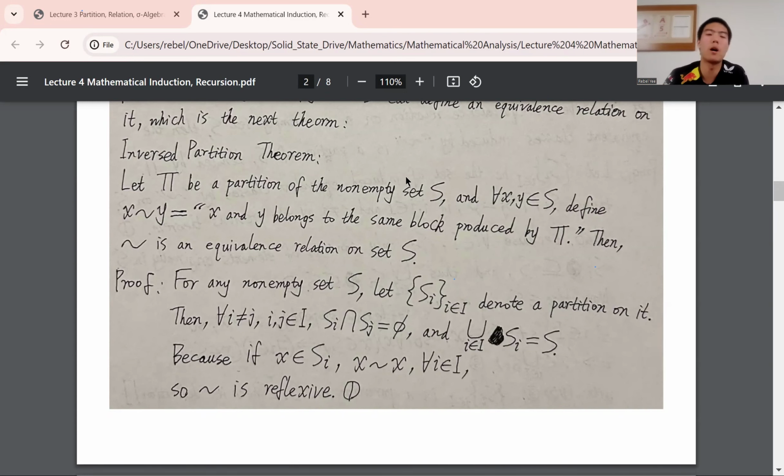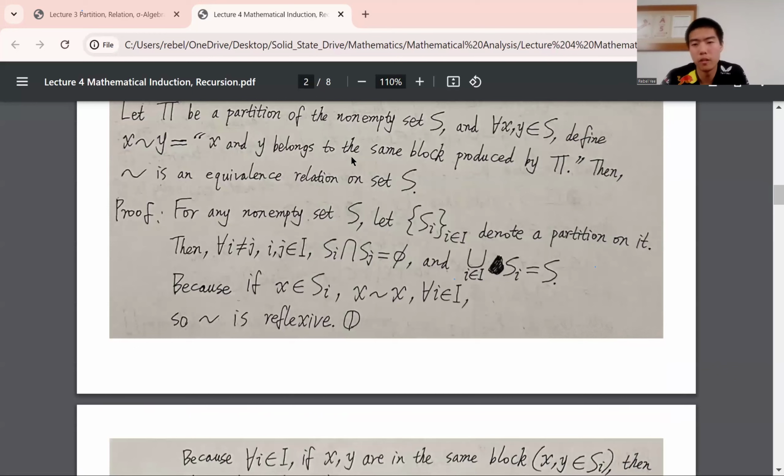Now we are talking about another theorem, which is the inverse partition theorem. Previously we talked about an equivalence relation on a set producing equivalence classes, and all of the equivalence classes form a partition. In this theorem, it says that if there is a partition on some non-empty set S, then it can induce an equivalence relation, where x and y are related if they belong to the same block produced by that partition.